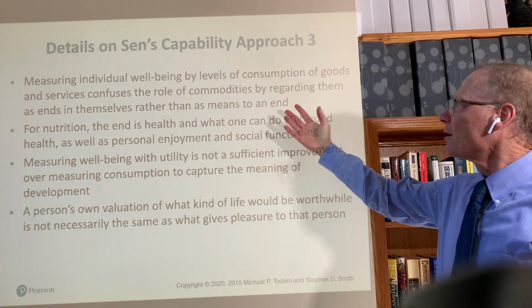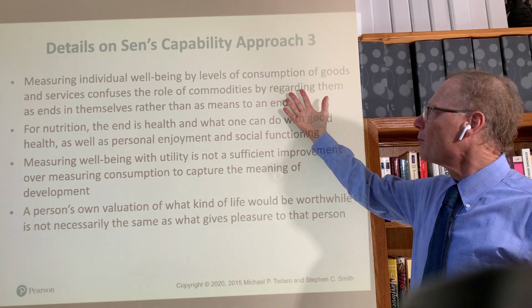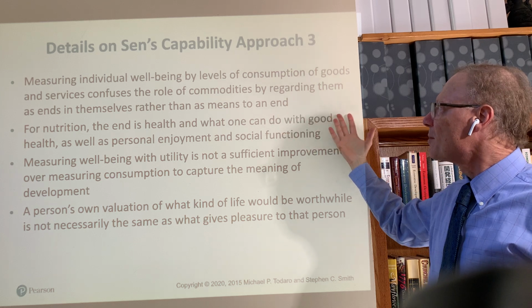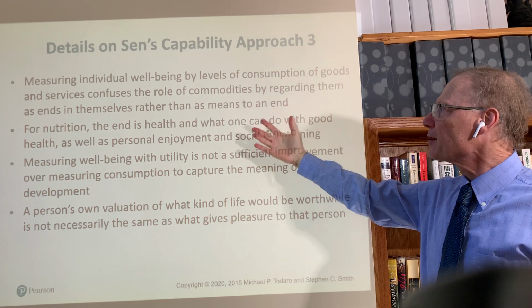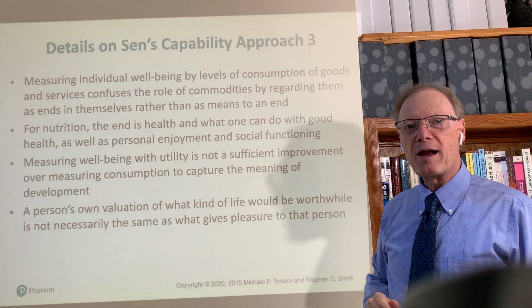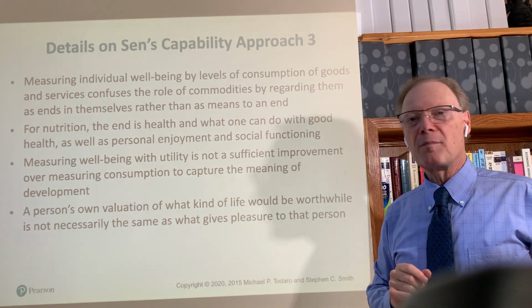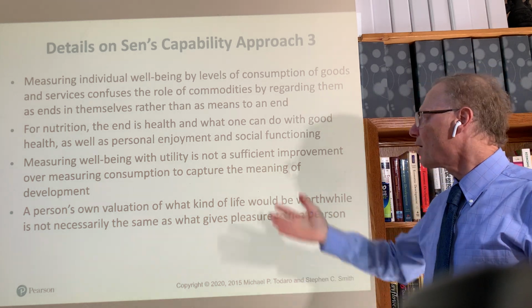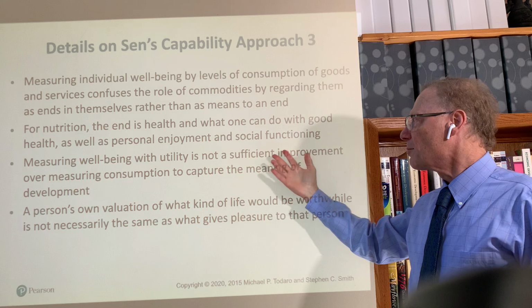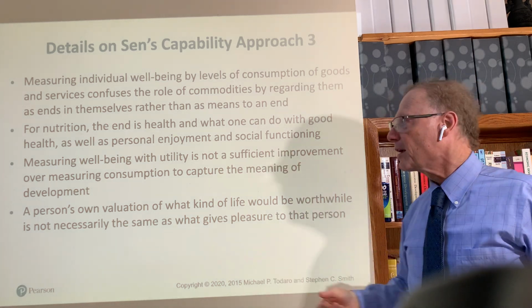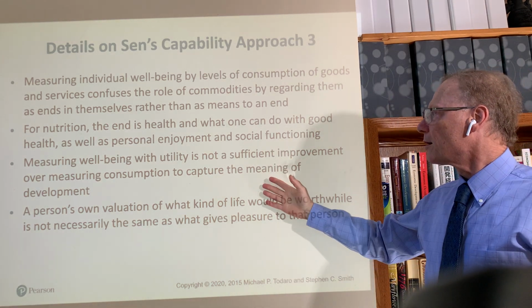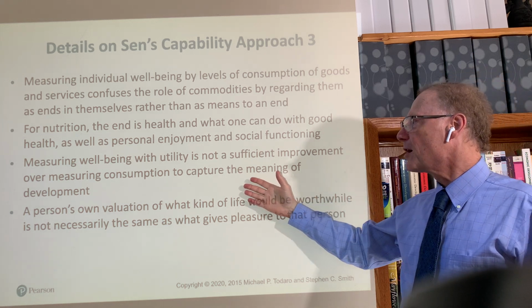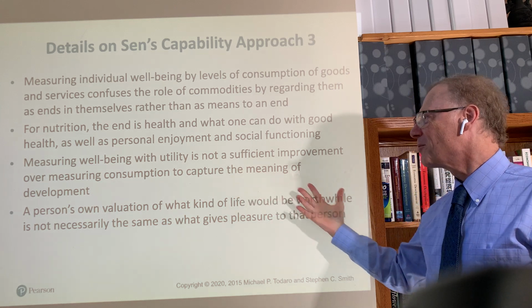So then here he sees measuring well-being by consumption as a confusion, thinking of commodities and having commodities as ends in themselves rather than as means to some end. So for nutrition, the end is health, what you can do with health, and perhaps personal enjoyment, and perhaps social functioning, as in breaking bread together, let's say. And so utility as a measurement doesn't give enough improvement over income in this way.